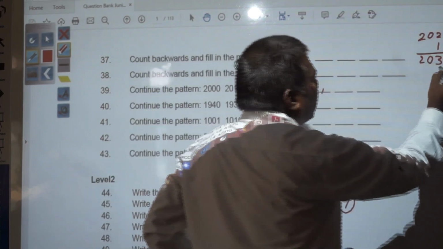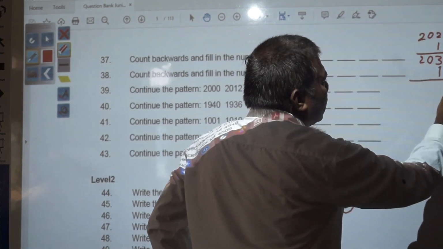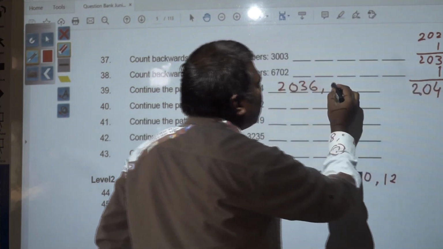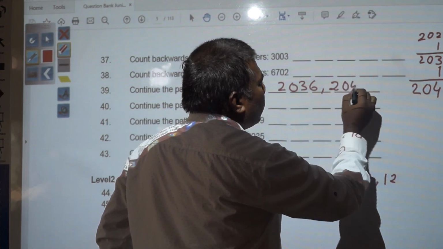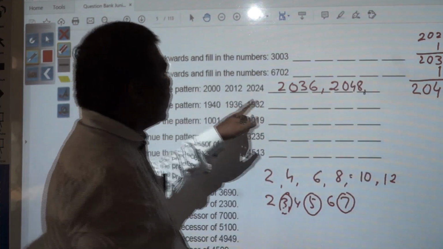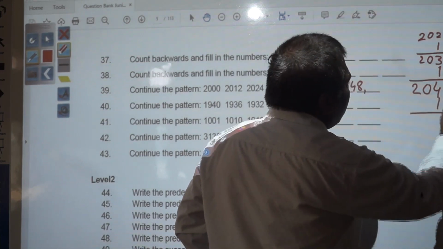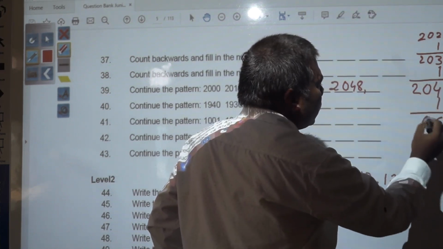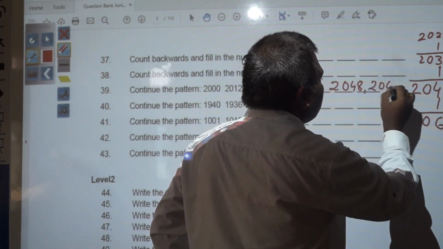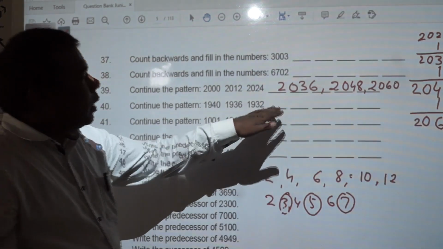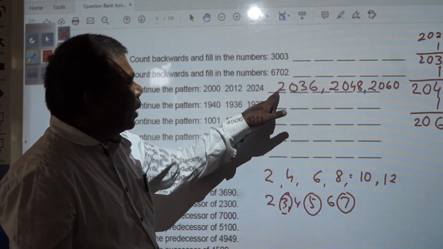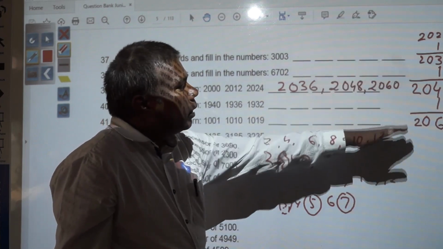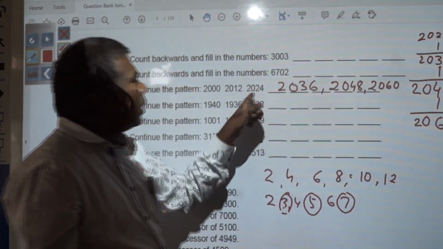Again next number will be what? Just add 12. 6 plus 2 is equal to 8, 3 plus 1 is equal to 4, 0 and 2. So next number you will have 2048. Again next number, what will you have? Again 12 is required to be added. 8 and 2, 10, 1 in hand, 4 and 1, 5 and 1, 6, 0, 2. So this will be 2060. So in this way, there are 5 numbers you need to write: 1, 2, 3, 4, 5. Just add 12 to each number to get the next number, and you have to write it down.